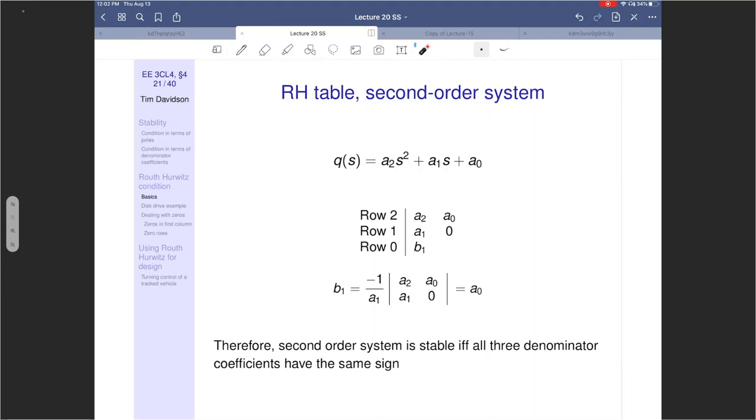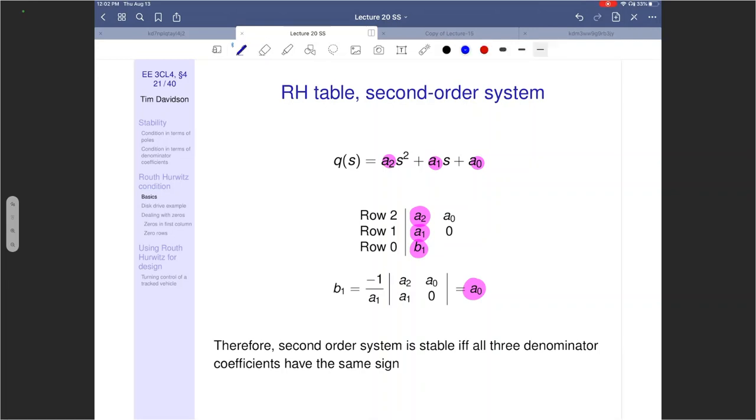So by looking at this, we can conclude this second order system is stable if all three denominator coefficients have the same sign. They could all be positive or they could all be negative. If they are all positive, then A2 is positive, A1 is positive, A0 is positive, and even B1 that we evaluated is positive, which means the first column has no sign change. And if there is no sign change, then we have a stable system.